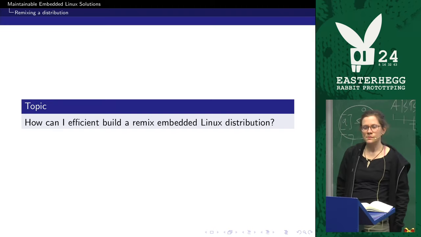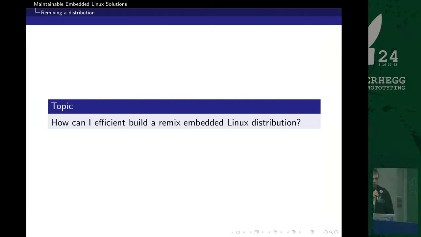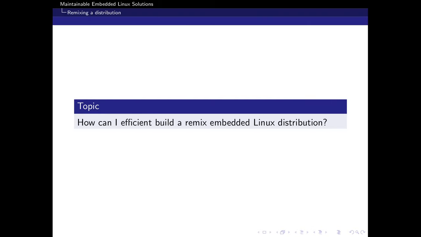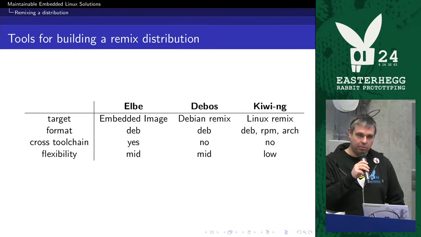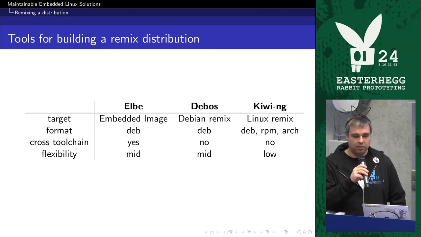Okay, then I will take over for the next part, tooling to build your own remix distribution. We have also taken a look at what's available. Roughly 10 years ago, there were some projects started, but lots of them have died already again. And current active projects we found were Elbe, which is focusing on building embedded Linux images from Debian packages. We have Debos, which is a quite new thing.